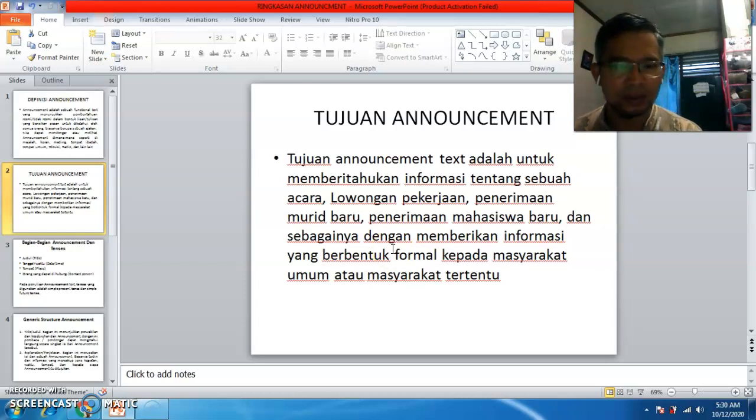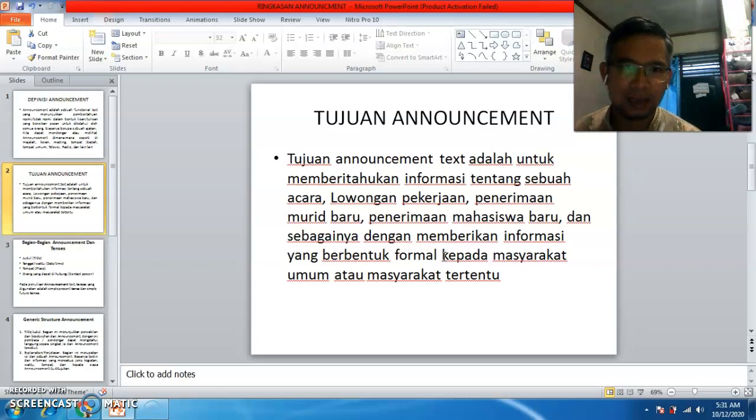The form of the announcement is a formal form that can be delivered to the people or to a group of people. Why must the form of the announcement be formal? Because the people will understand the information better if the information delivered to them is formal. Why? Because if we use informal language, some of the people cannot understand it. Okay?